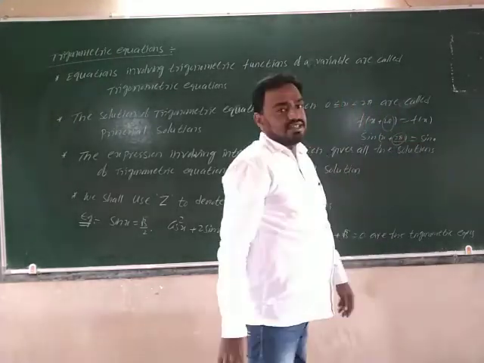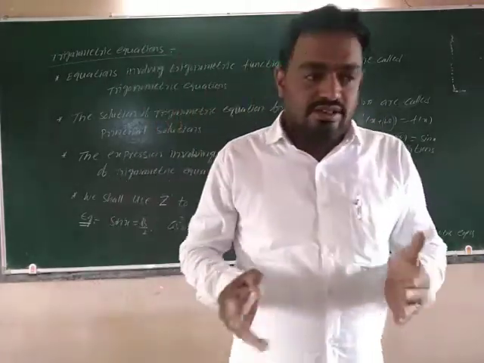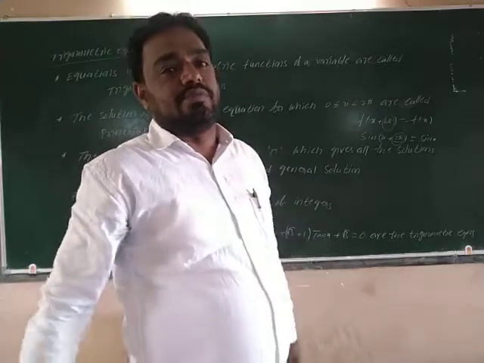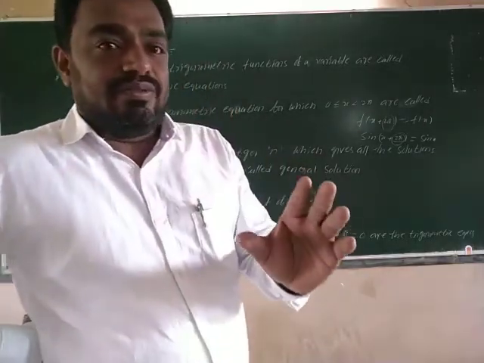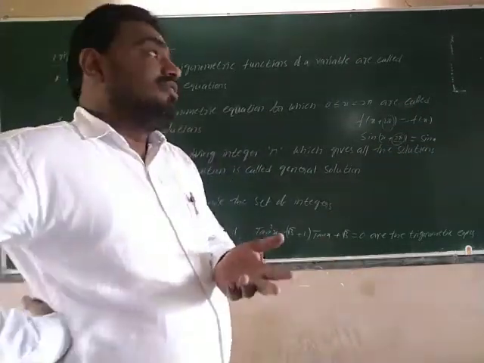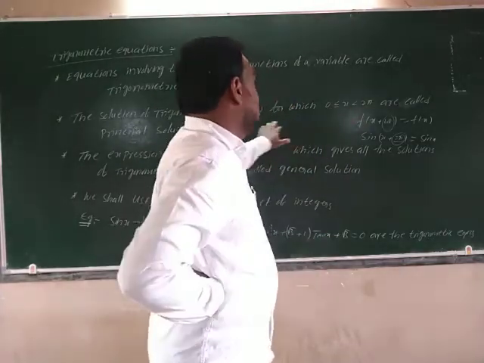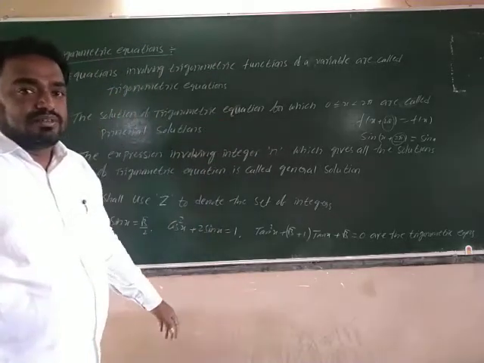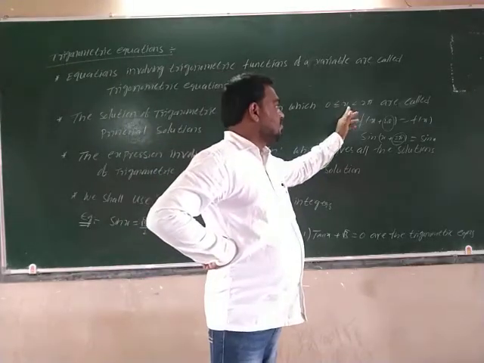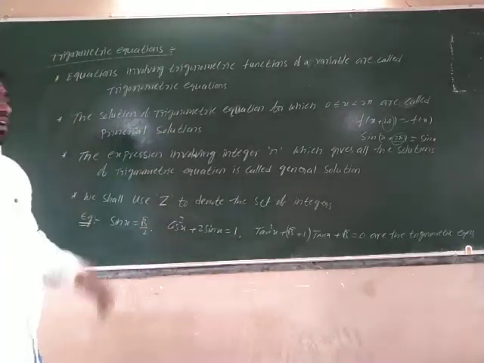Similarly, the period of cos x is also 2 pi. The period of tan x is pi. That means after some time the trigonometric functions repeat again. So we have infinitely many angles. The solutions of a trigonometric equation for which 0 is less than or equal to x less than 2 pi are called principal solutions. These solutions are called principal solutions.